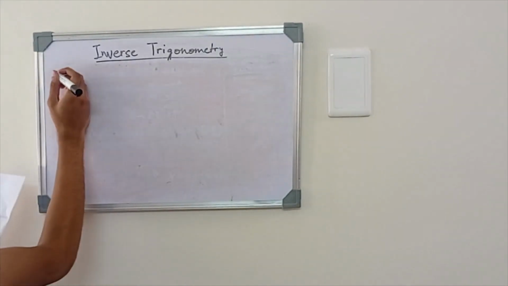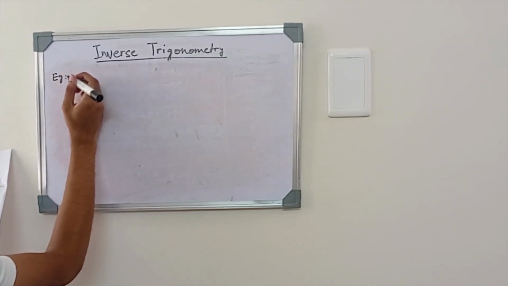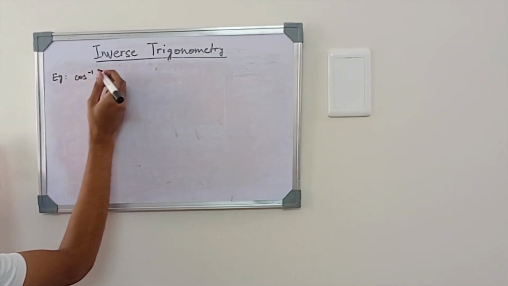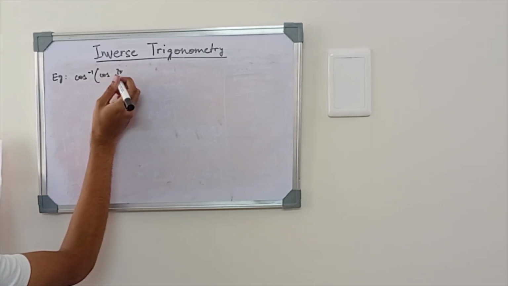As our first example, let us consider what is the value of cos inverse of cos of 7 pi by 6.